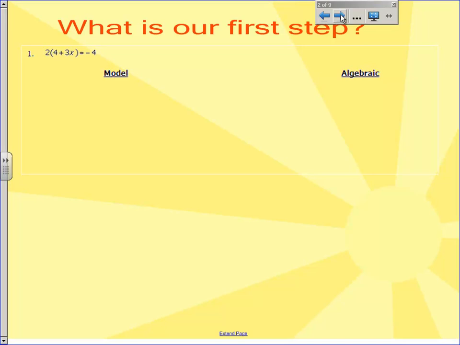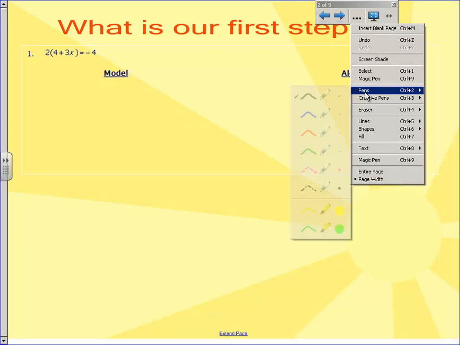Our first step will always be to get rid of parentheses. Second step will be to combine like terms. And then your third step will always be to solve the equation. So let's solve this one.